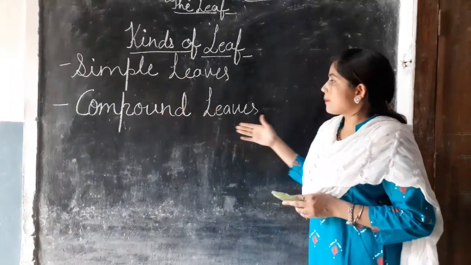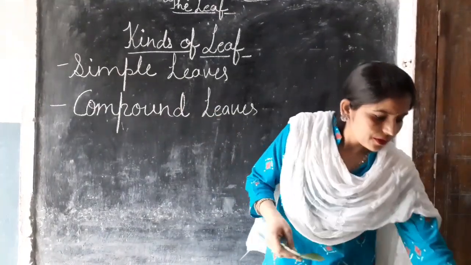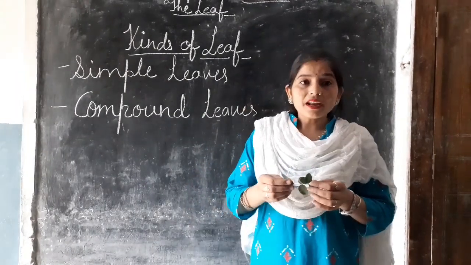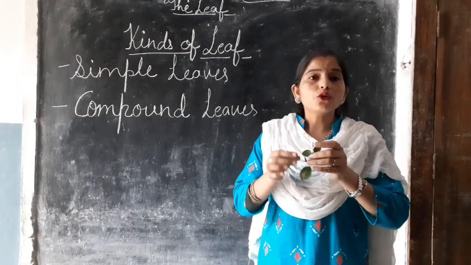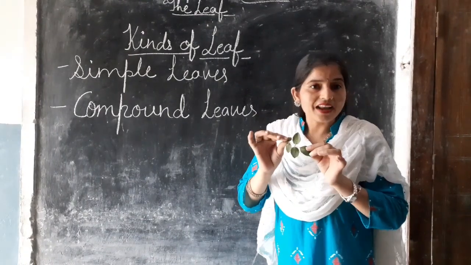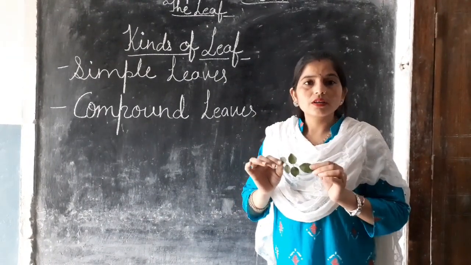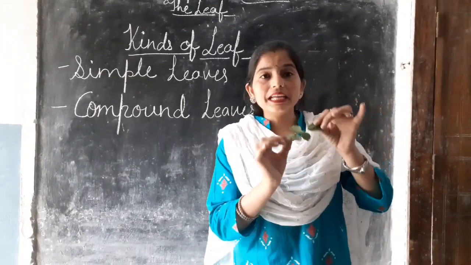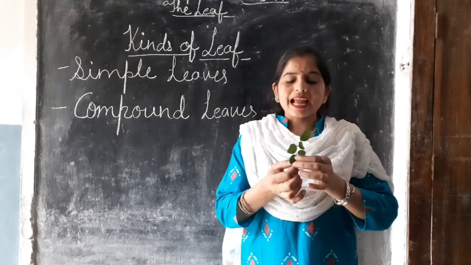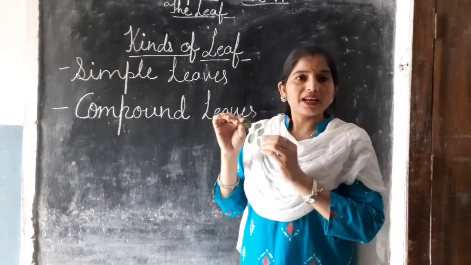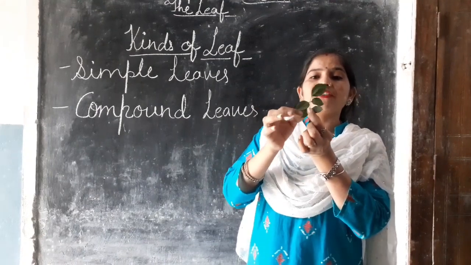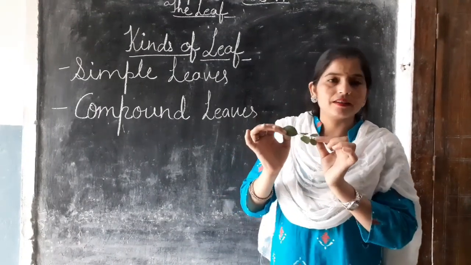Now, compound leaves. When the lamina is divided into many leaflets, then it is called compound leaves. Like this, it is found in neem, rose, etc. It is a simple leaf, but the lamina is divided into many leaflets. You can see here.